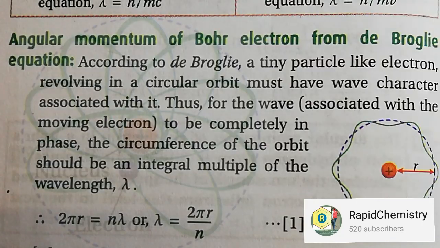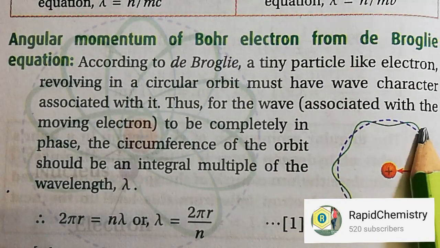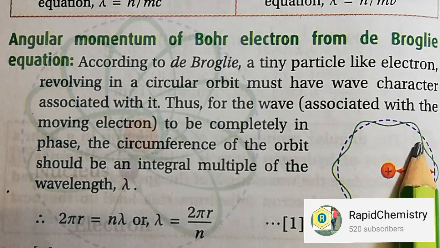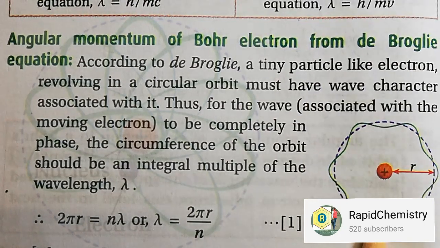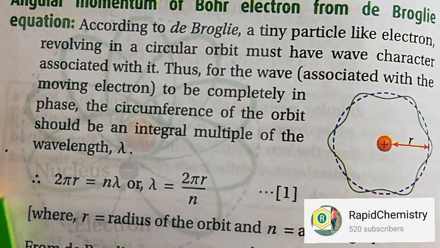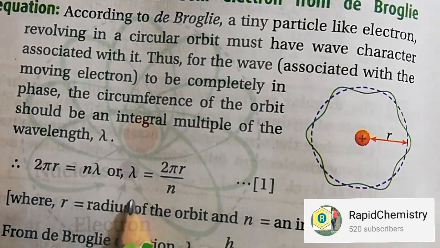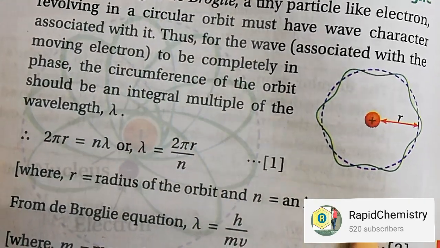Now we will derive the angular momentum of the Bohr electron from the de Broglie equation. If we take the electron as a wave, that means whenever electrons are revolving around the nucleus, the total path, that is 2 pi r, should be associated with n number of complete waves. That's why we can write 2 pi r equals n lambda, and from here we get lambda equals 2 pi r by n. Here r is the radius of the orbit and n is an integer.